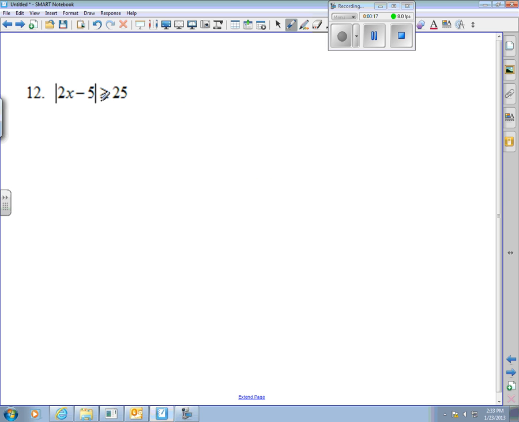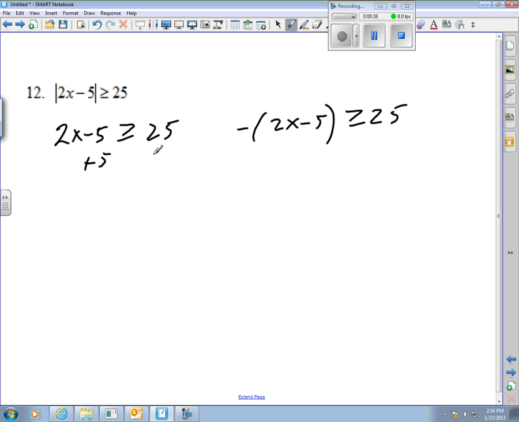We have an absolute value inequality. Remember, there's two things that can happen in an absolute value. There's one where the case is positive, and the other case is when that absolute value thing is negative. Solving this first case by adding 5 to both sides, I get 2x is greater than or equal to 30, x is greater than or equal to 15.